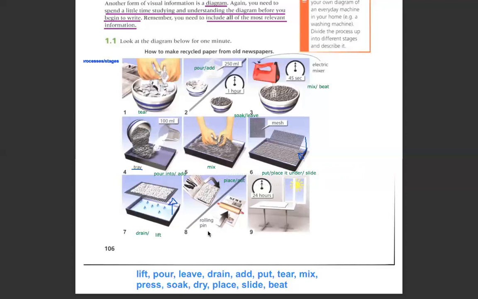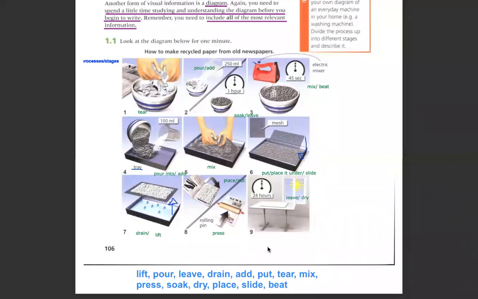Okay. After we put it in the newspaper, what do we do with the rolling pin? So this is when we use the verb press. Okay, so we can press it down with the rolling pin. And the last, yeah, we could use roll as well. Okay, the last picture, we have time again, 24 hours. So what are we doing for 24 hours? We can leave it for 24 hours or we can leave it to dry for 24 hours. Okay, and then our recycled paper is ready.